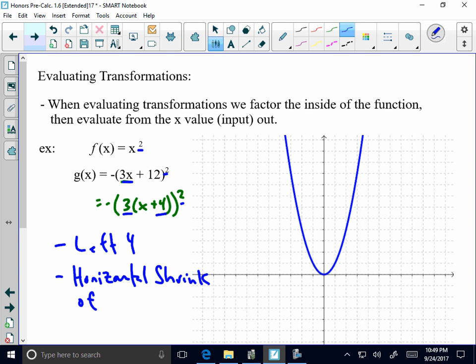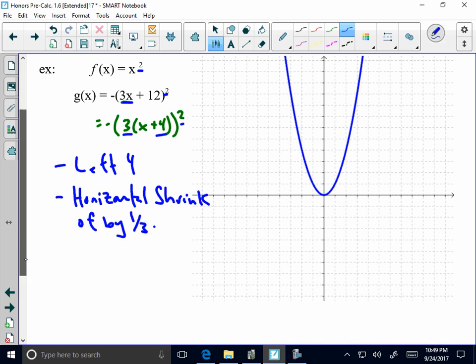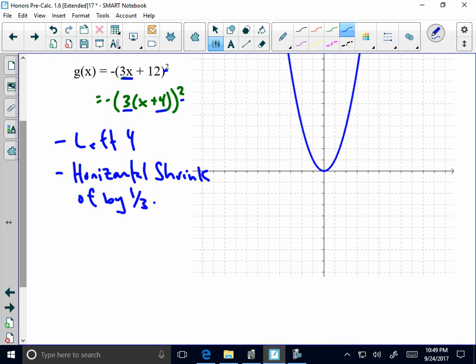We'd say by, and here's where it's interesting. We're not going to say it's a horizontal shrink by 3. We're going to say it's a horizontal shrink by 1/3, right? Because we are 1/3 of our previous width, right? So a shrink wouldn't be by a factor of 3. A shrink would be by a factor of 1/3. Now, finally, we can talk about operations happening outside the function, and basically we just have that negative, which is going to be a vertical reflection over the x-axis.